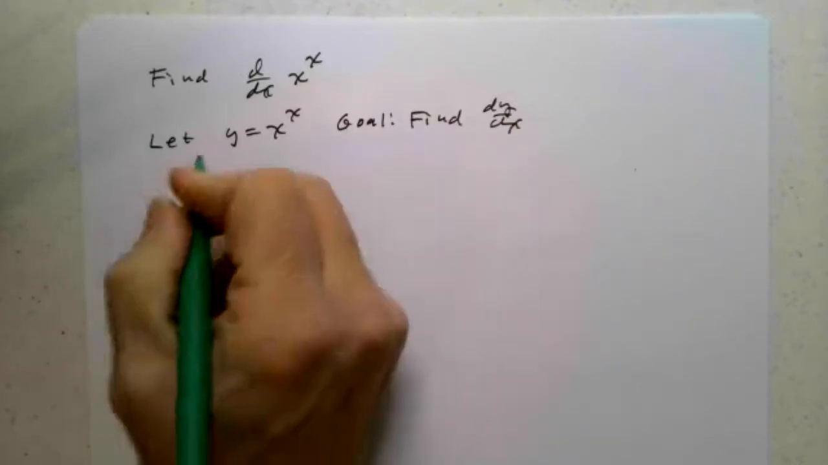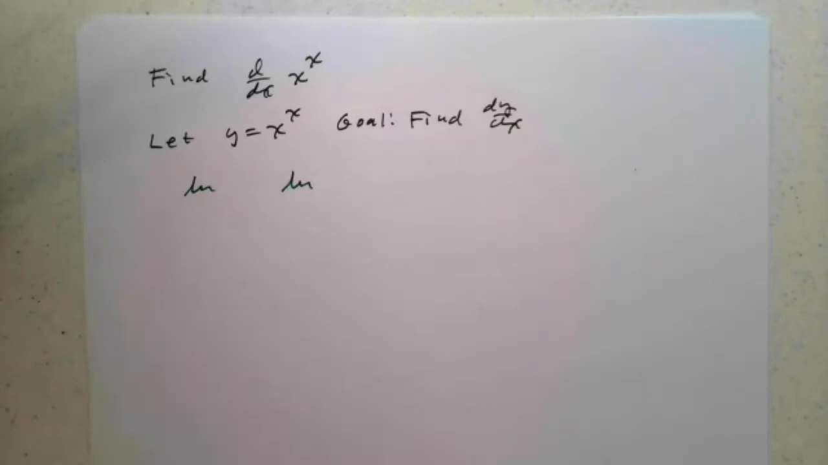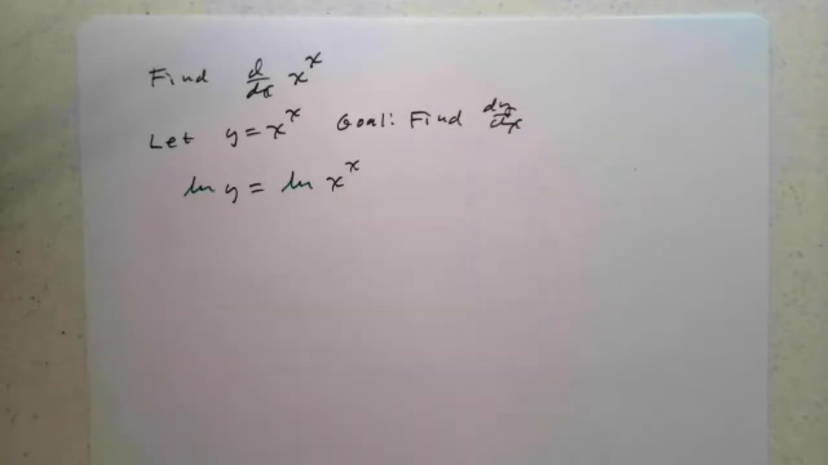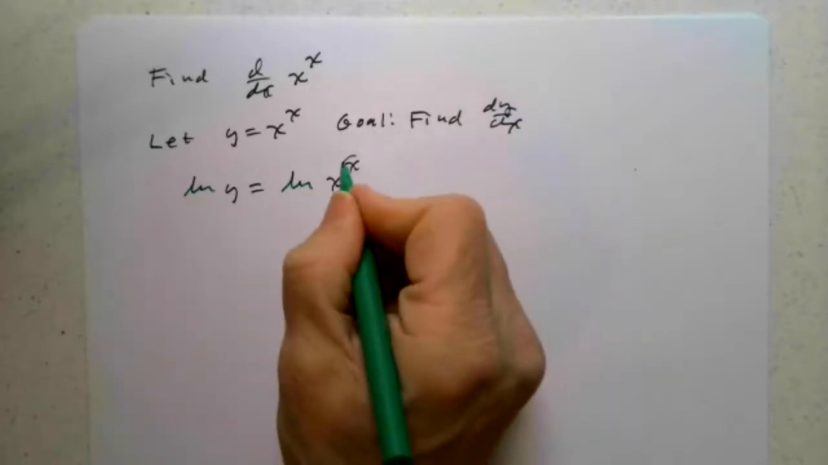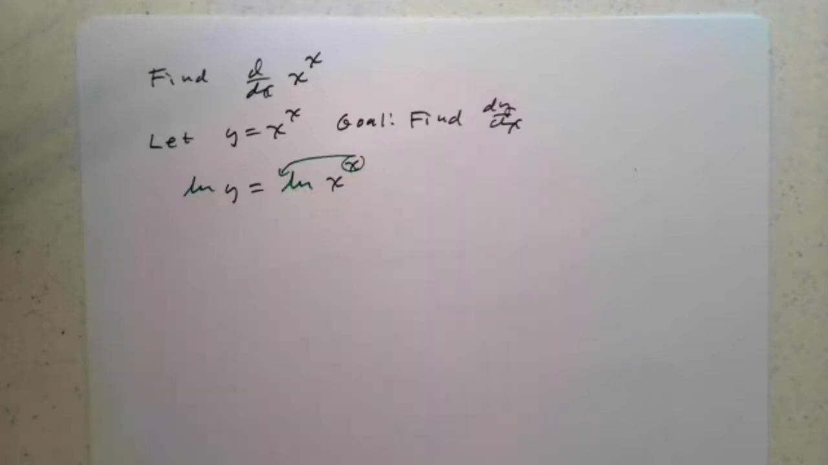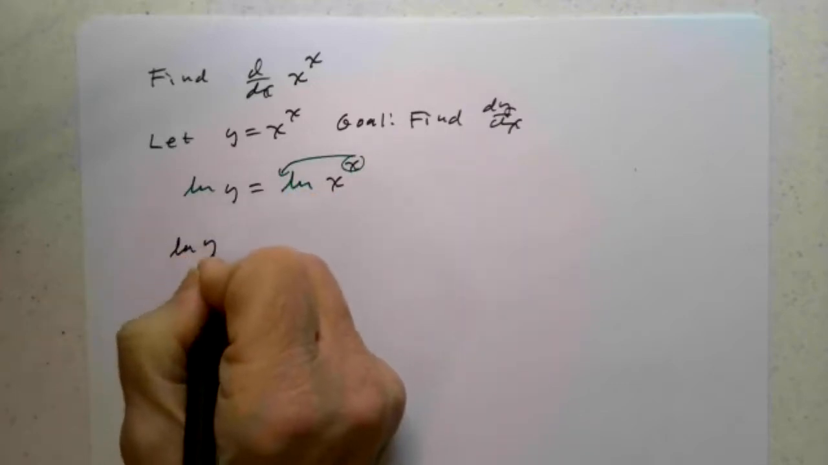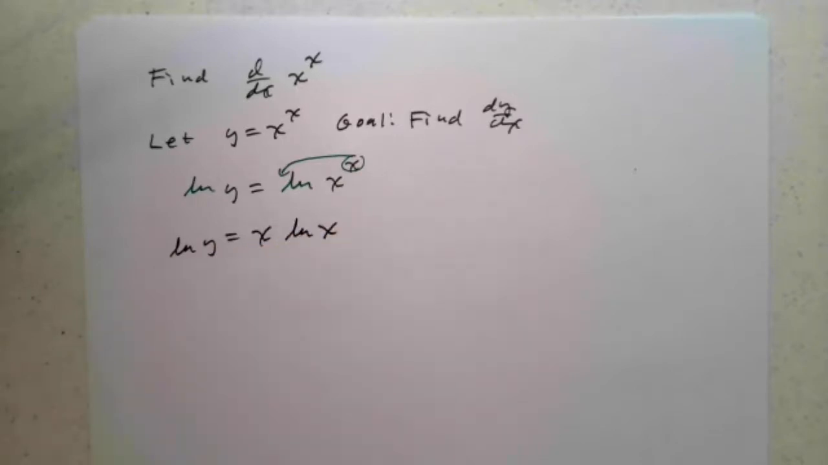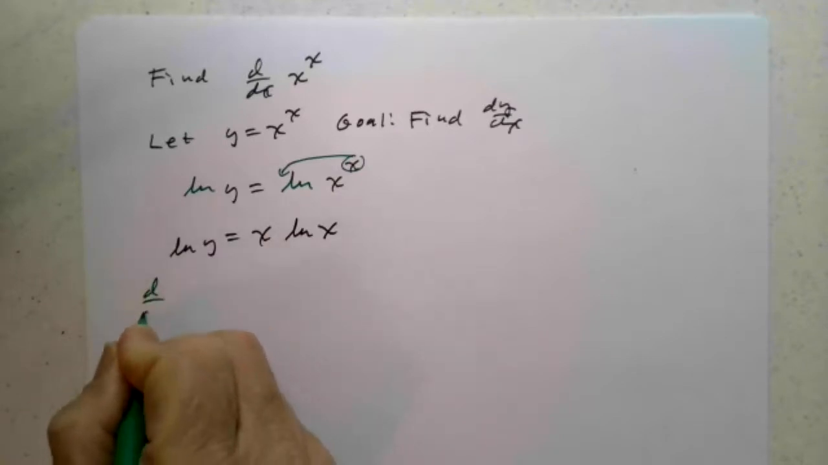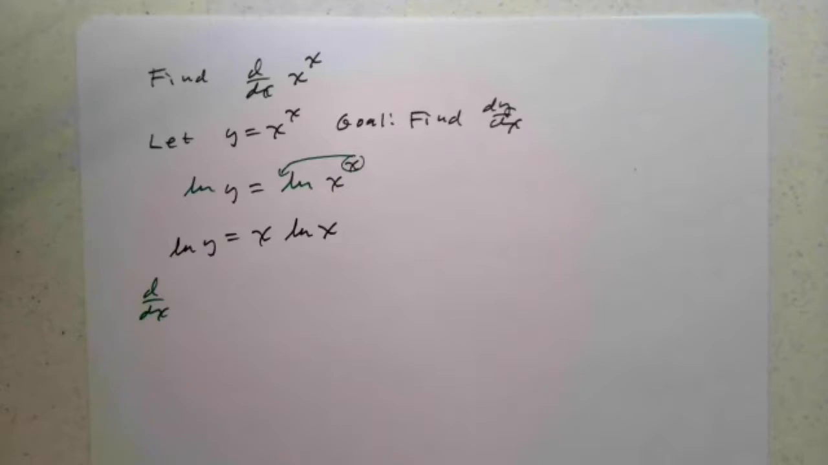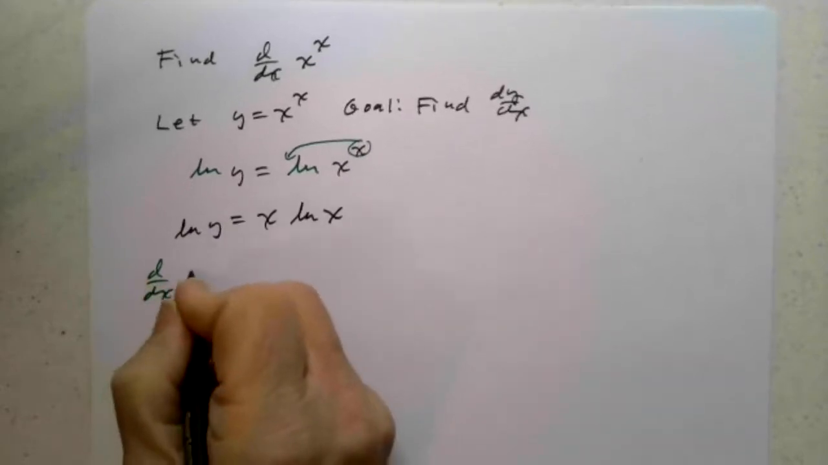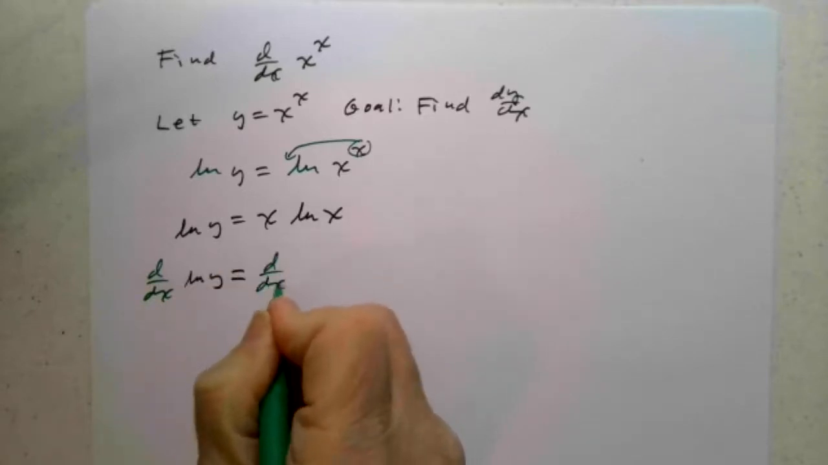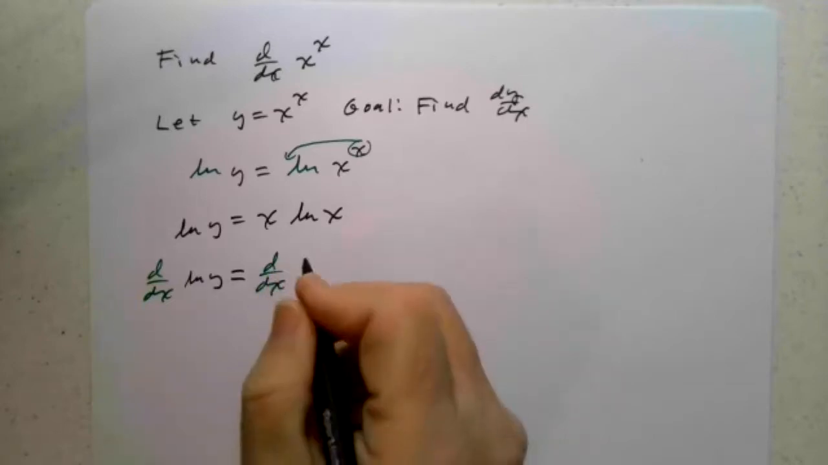We're going to hit both sides with the natural log. So natural log y equals natural log x to the x. And then I can pull this exponent down. So I get natural log of y equals x times the natural log of x. And then our next move is take the derivative with respect to x of both sides. The derivative with respect to x of the natural log of y is going to equal the derivative with respect to x of x times the natural log of x.